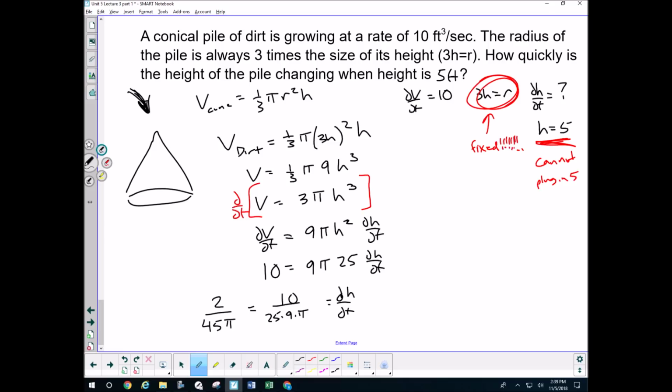I get 2/45 pi feet per second. You can write 25 as 5 times 5. Cancel one of the 5s and the 10 to a 2. The other 5 cancels, multiplies by the 9 to get us 45 times the pi, 2/45 pi.